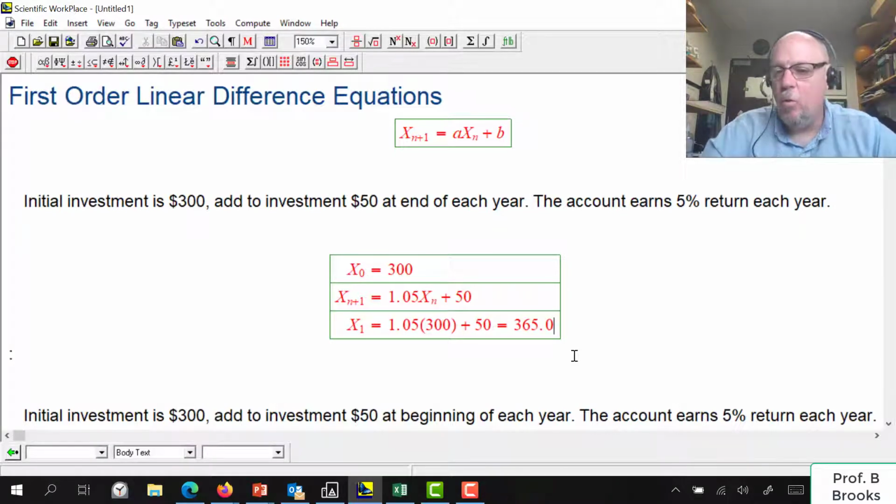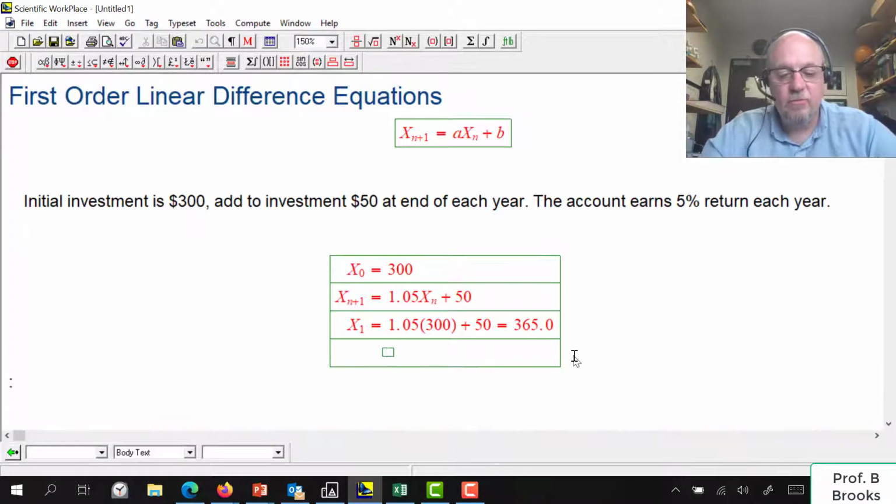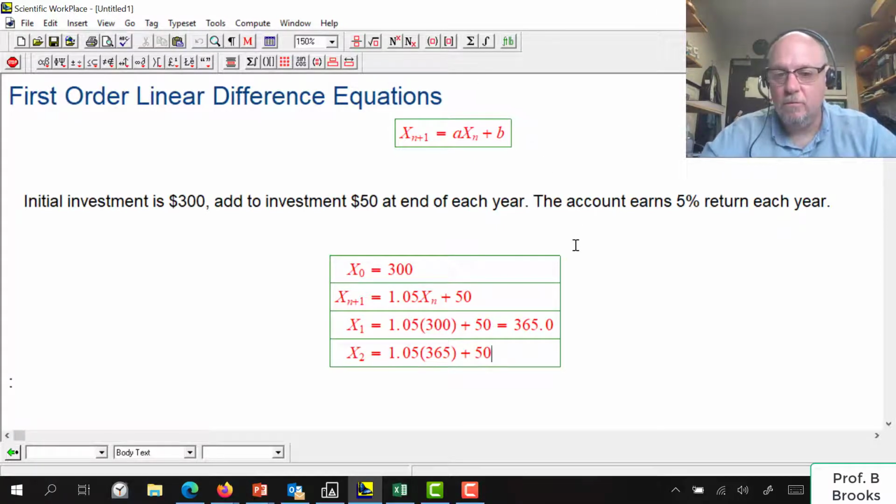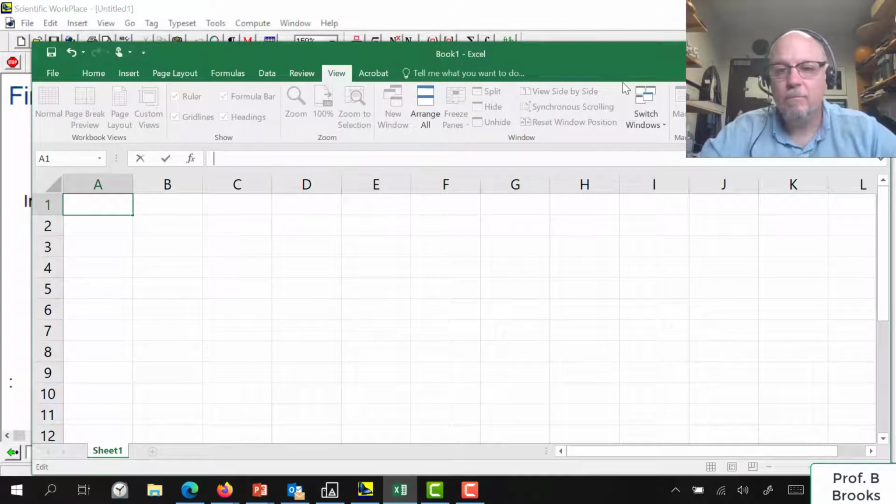And now if I wanted to know what x sub 2 is, I'd have to go through the process again. I'd have to take that $365, multiply it by the 1.05, and then add 50 to get x sub 2. And then x sub 3, I'd have to chug through the process. This is the kind of thing that screams out for a spreadsheet. So let's do that. Our initial value is $300.